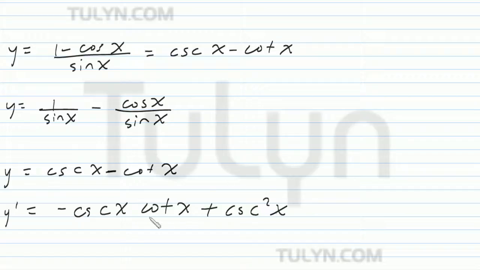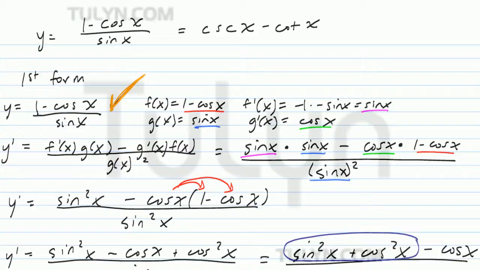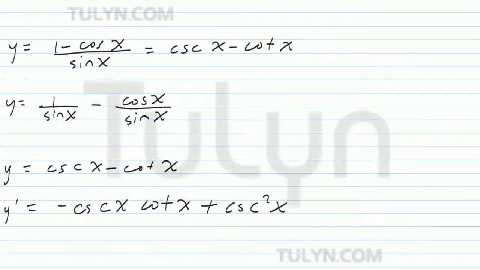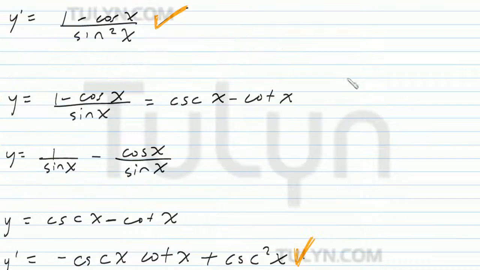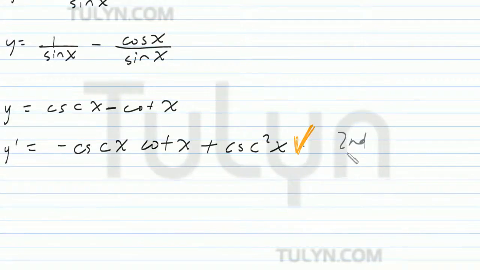So then you can go ahead and show that the two derivatives are equal, because it is equal to this part right here. So notice how these are the first form of the derivative, and this is the second form of the derivative.